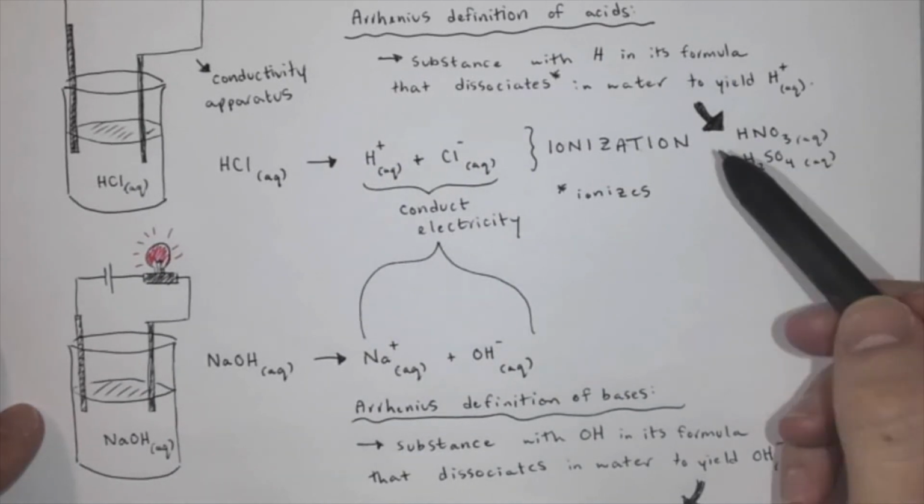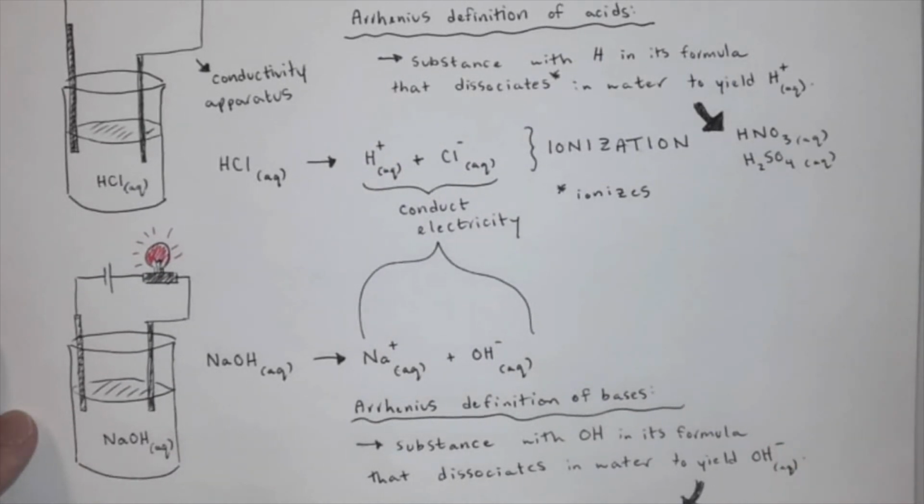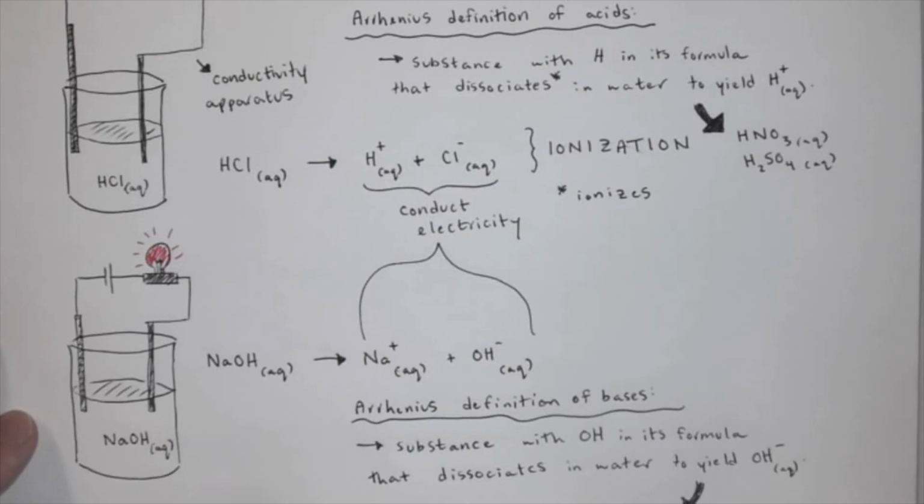So acids will have a hydrogen somewhere in their formula, and bases will have a hydroxide somewhere in their formula, according to the Arrhenius definition. What we're going to do in the next few lessons is I'm going to broaden this definition. In the next video, I'm going to point out some limitations to this theory. It doesn't quite explain the acidic and basic properties of a few different substances.